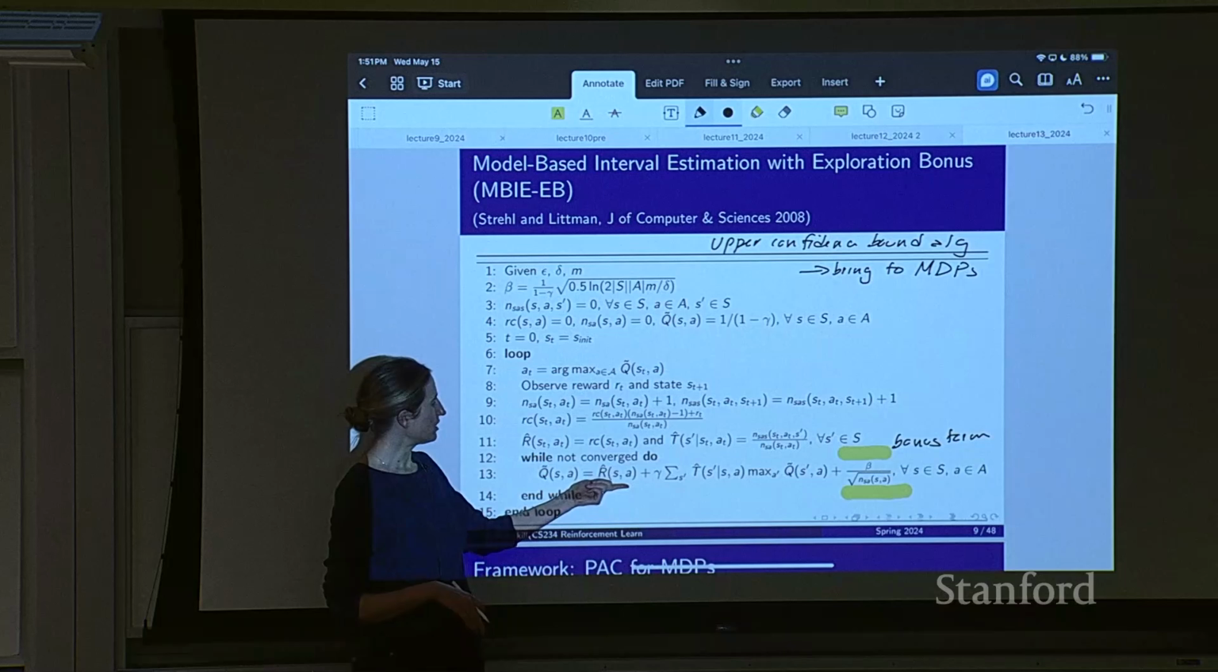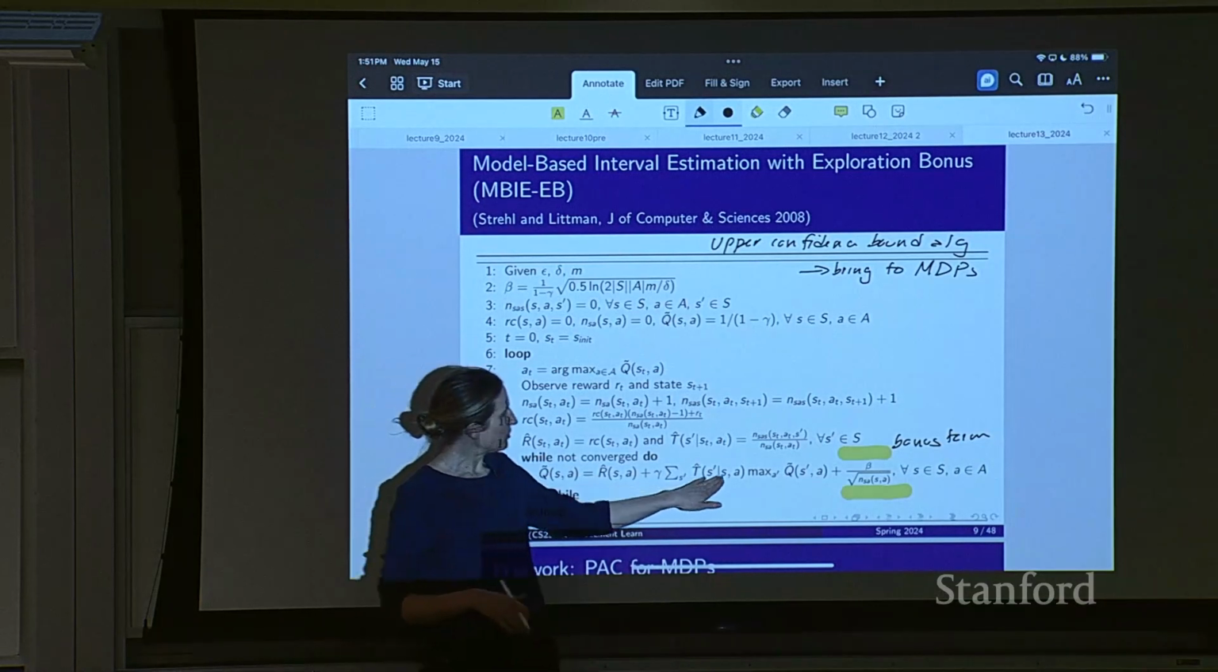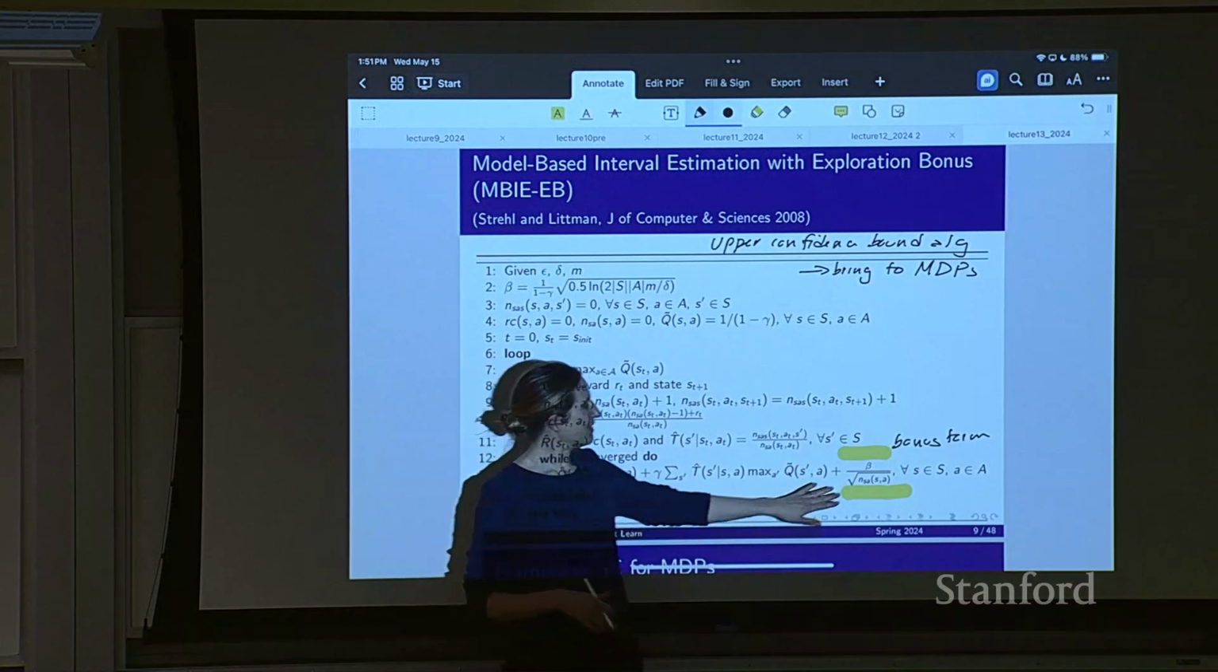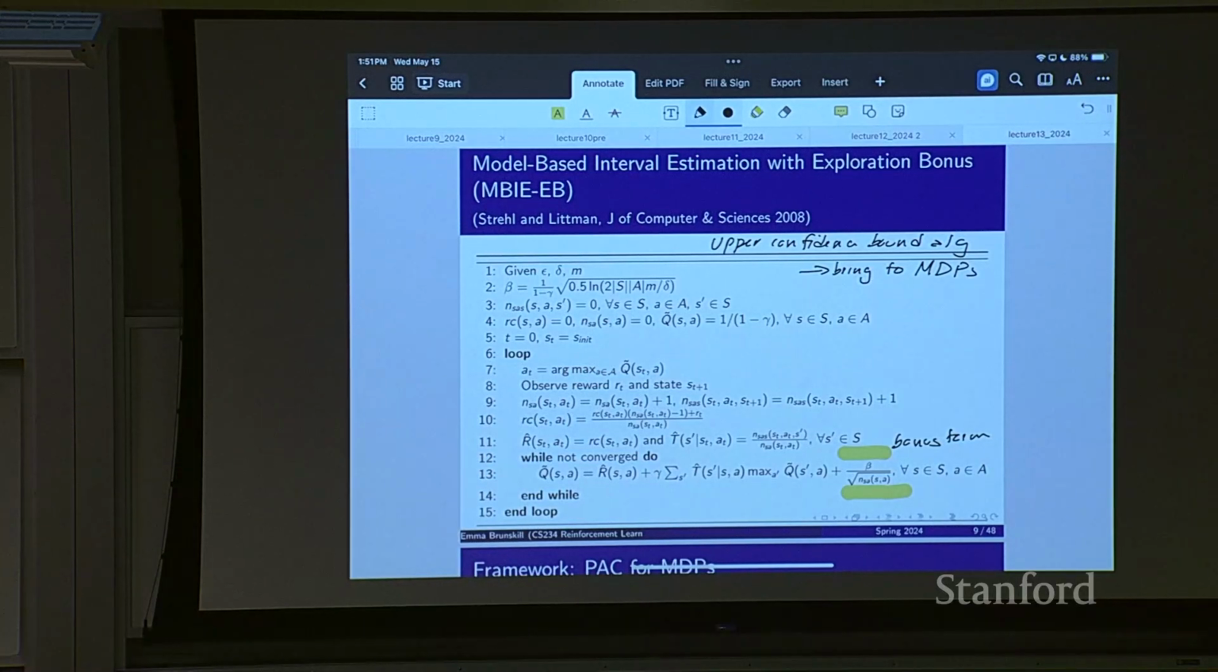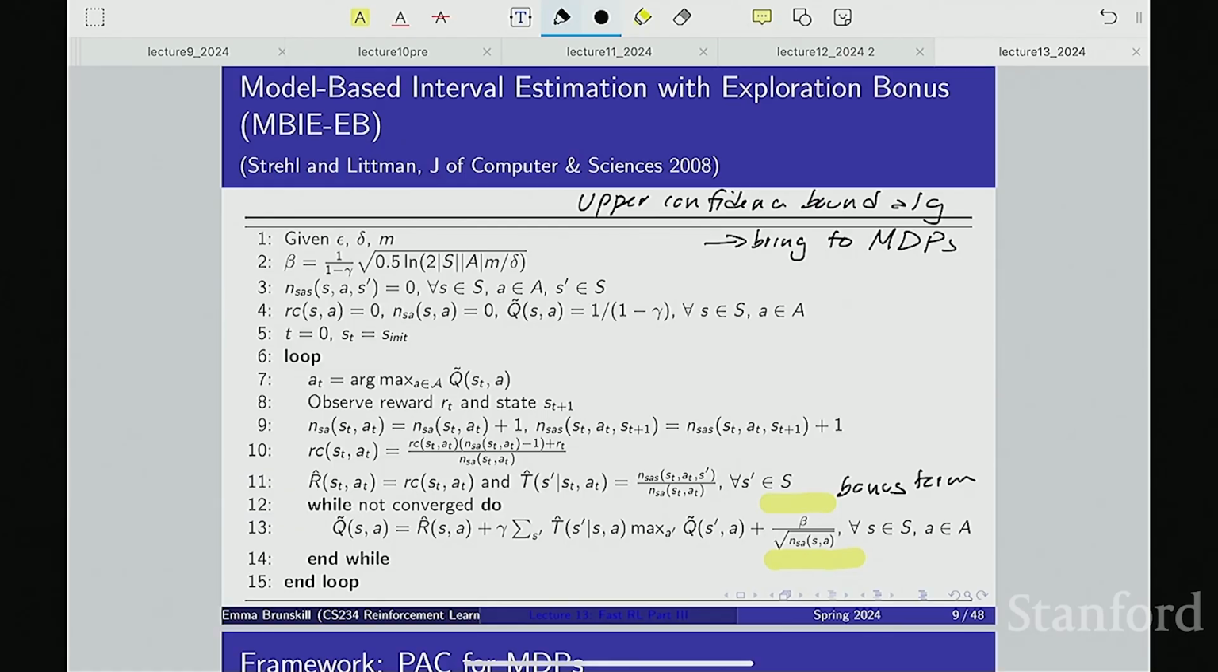I'm going to plug in my empirical estimate of the reward. I'm going to use my empirical estimate of the dynamics model. And then I'm going to add in a bonus. And if I have not taken that state and action very much, that bonus is going to be really large, because those counts of the number of states and actions are going to be really small. So this will be large if the counts are small.